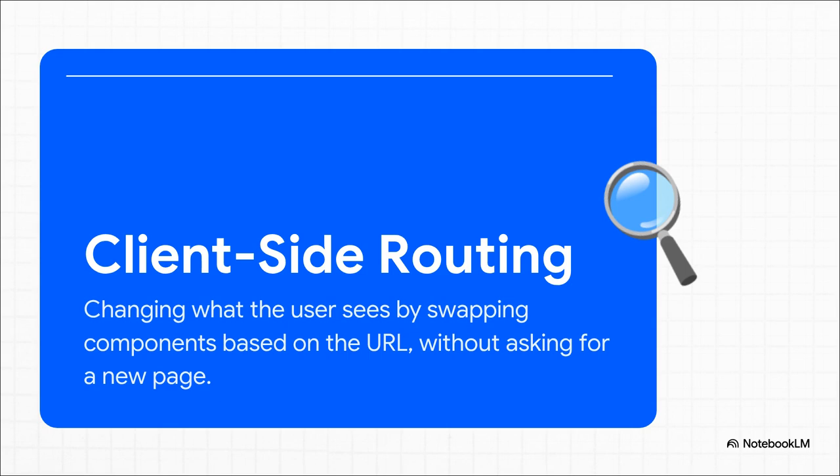Now, this little magic trick is called client-side routing. And all it really means is that all the page changes are happening right there in the user's browser, on the client's machine. The browser never has to go all the way back to the server to ask for a whole new document. It just swaps out one React component for another. That's the secret to its speed.